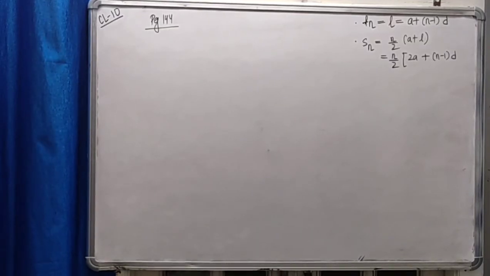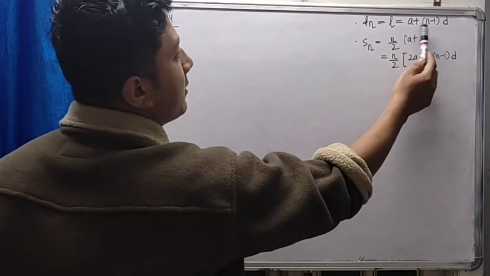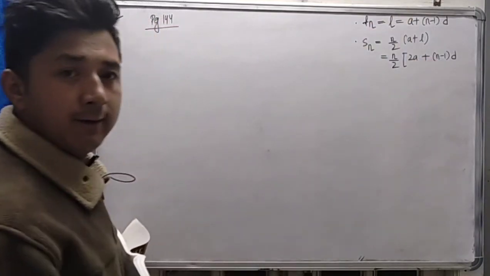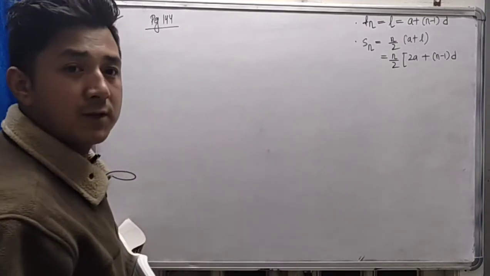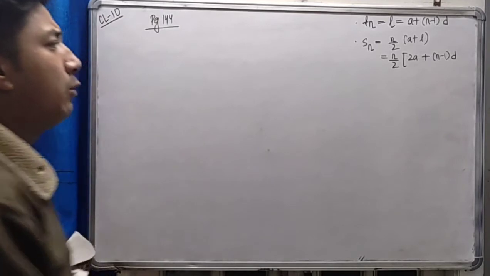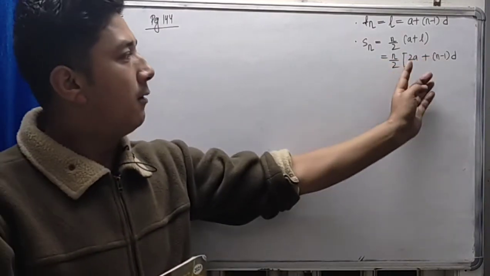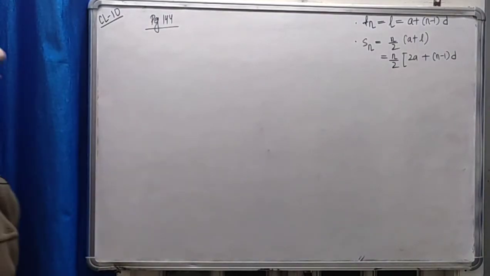Alright, so far in arithmetic progression, what we have done is these formulas. The nth term, the last term, is given by a plus n minus 1 into d, where a is the first term, d is the common difference. Also, we have learned the formula for sum of n terms of an AP given by Sn, which is equal to n by 2 into a plus l, or n by 2 into 2a plus n minus 1 into d. So far we have done this much in arithmetic progression.